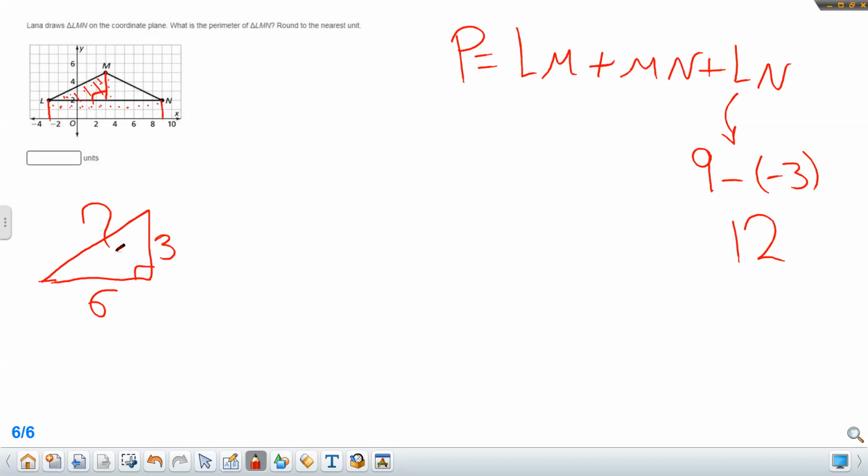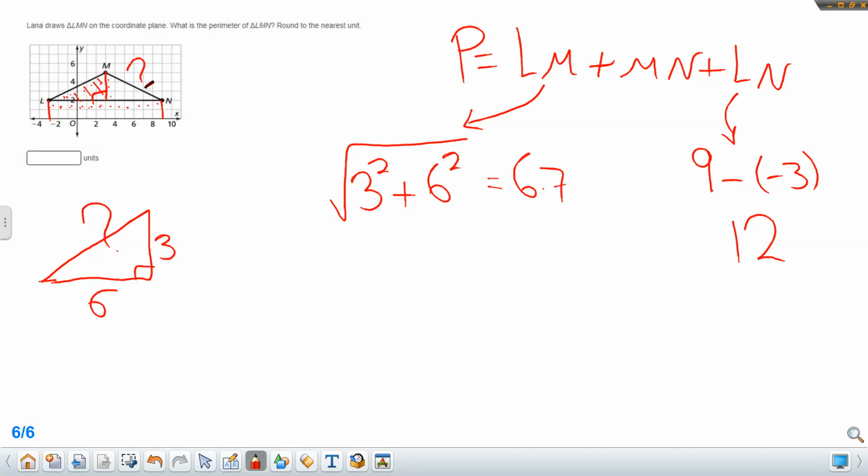How to find LM? Using the Pythagorean theorem. So we can find LM by the square root of 3 power 2 plus 6 power 2. Then you can evaluate it. The square root of 3 power 2 plus 36, which is 6 power 2. Okay? It will be 6.7.